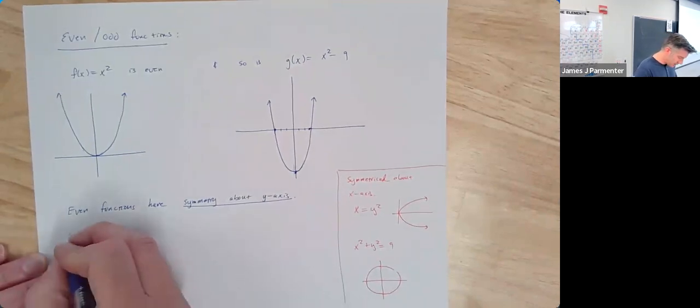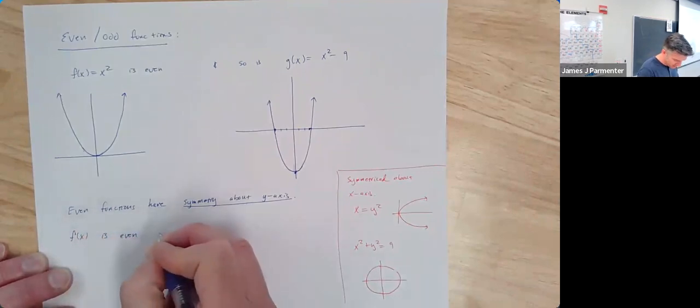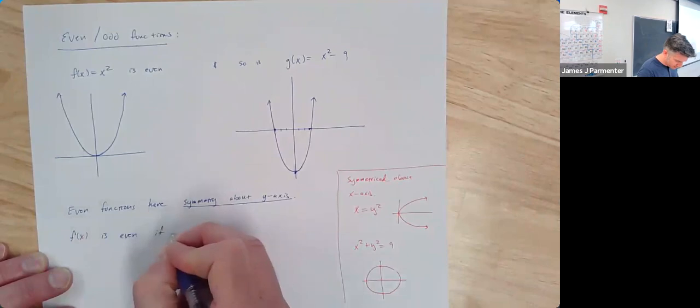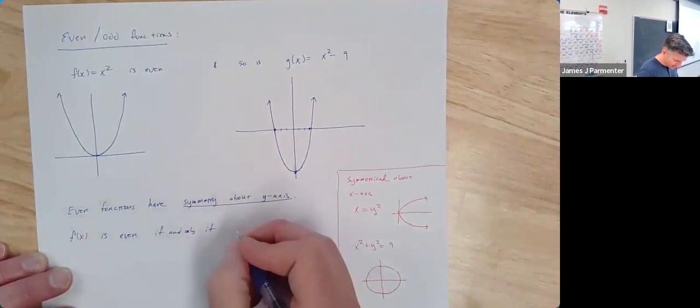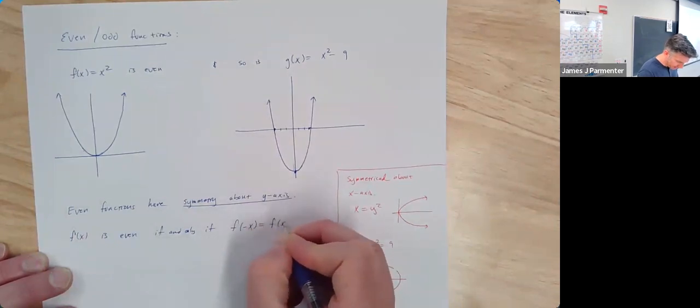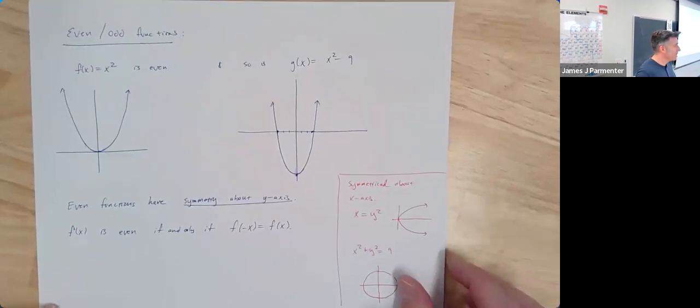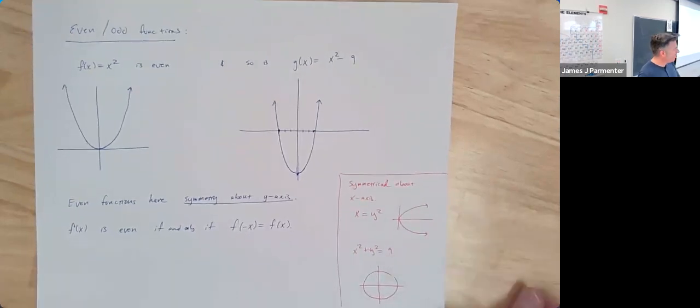So the way you check to see if a function is even, so f of x is even if and only if f of negative x is equal to f of x. Now you can't just check any old number you want. You can't say, well, f of negative 3 equals f of 3, so it works. Or f of negative 4 equals f of 4, so it works. It has to be true for every x.